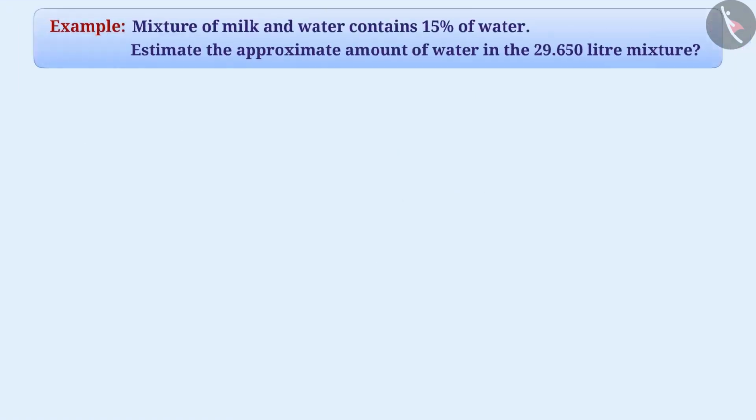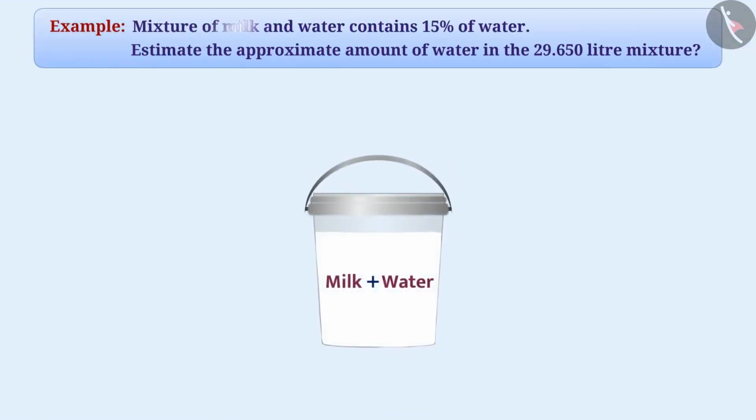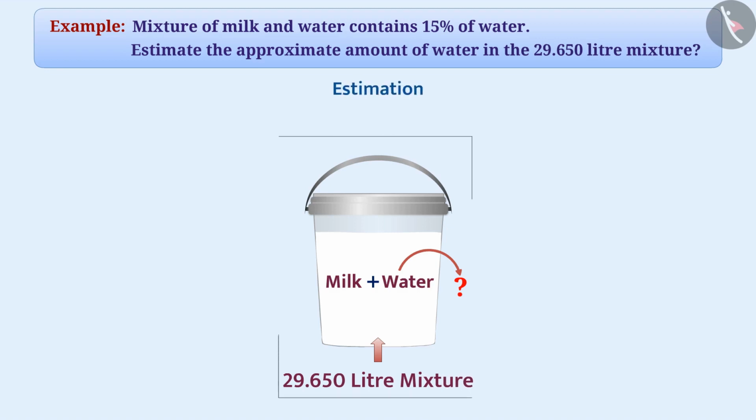Next example. Mixture of milk and water contains 15% of water. Estimate the approximate amount of water in the 29.650 liter mixture. Here, by estimation, we can solve this question in less time. First, let's understand the question. Mixture of milk and water contains 15% of water.